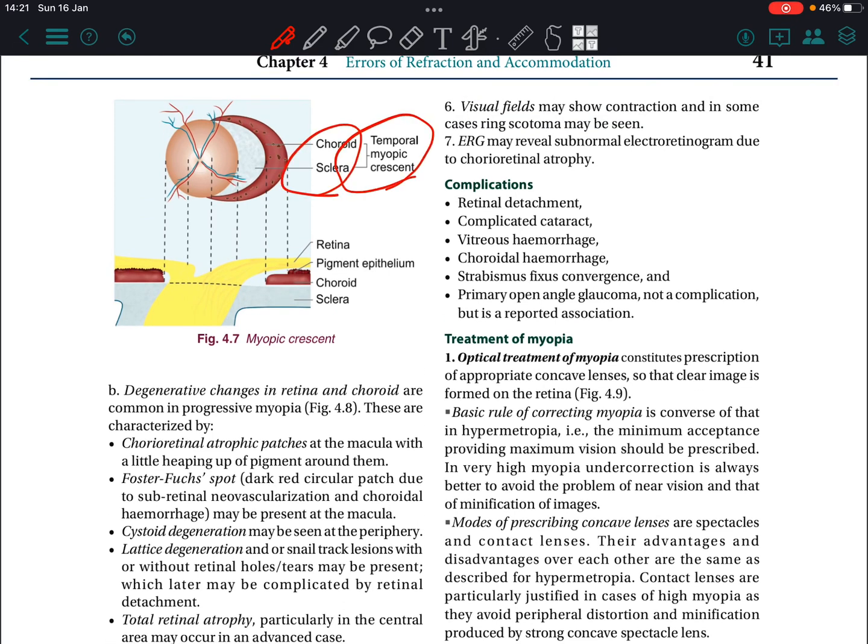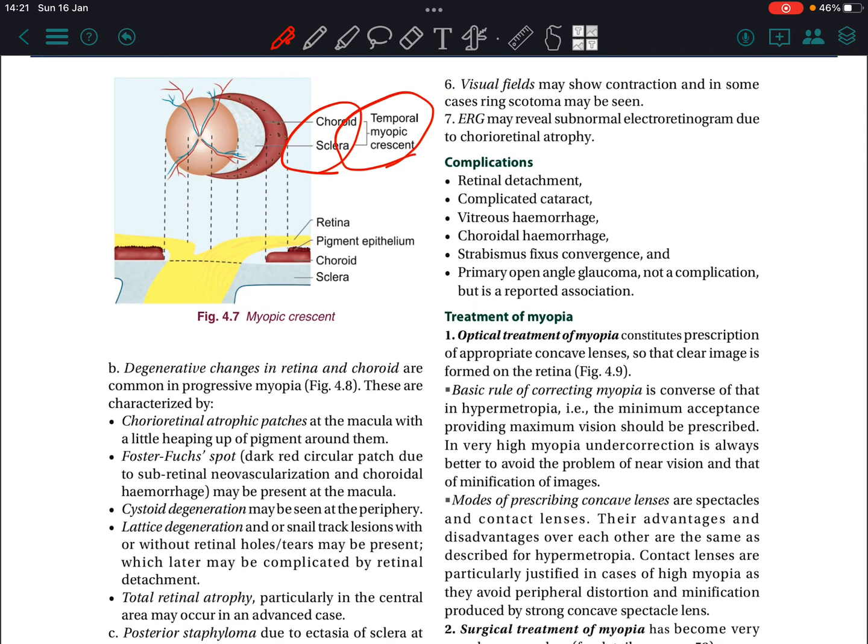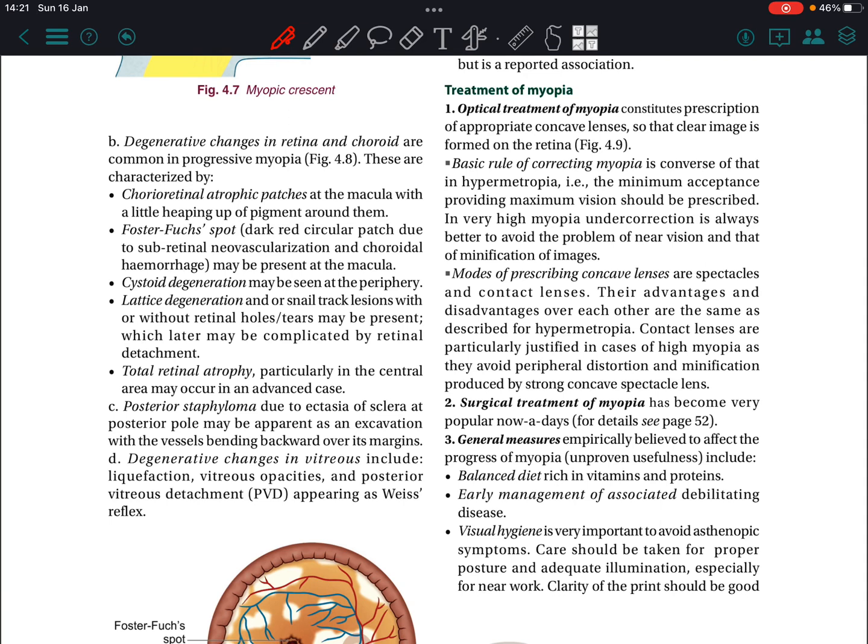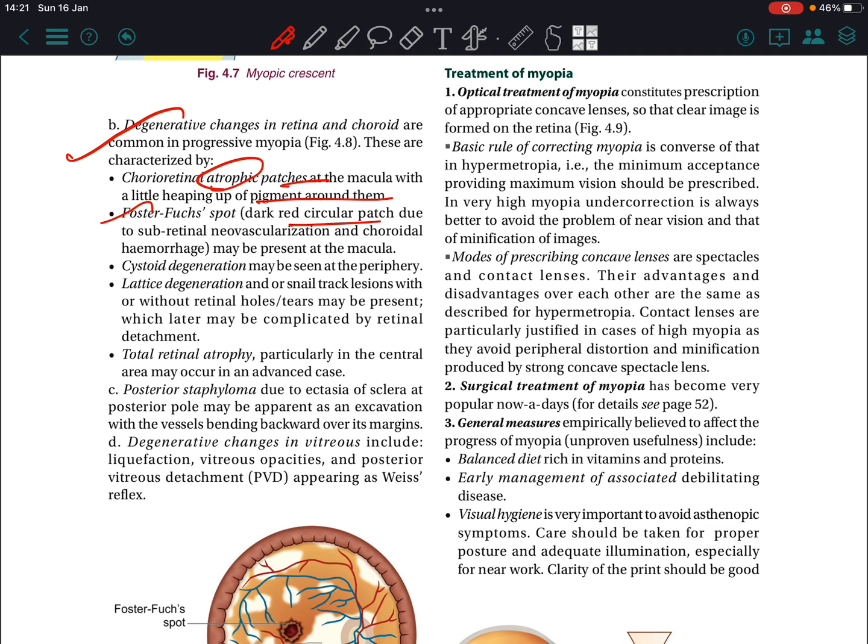Temporal myopic crescent is seen. Degenerative changes in retina and choroid are common in progressive myopia. These are characterized by chorioretinal atrophic patches at the macula, Foster Fuchs spot, a dark red circular patch due to subretinal neovascularization, and choroidal hemorrhage may be present at the macula. Cystoid degeneration may be seen at the periphery.